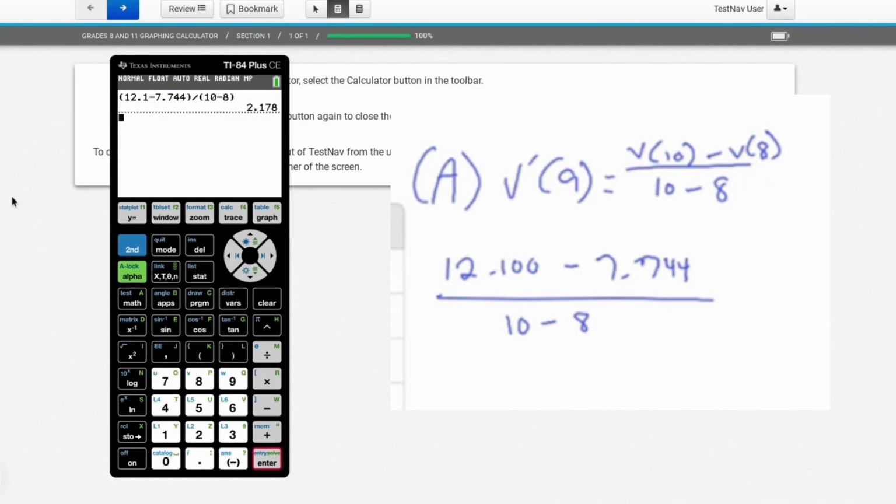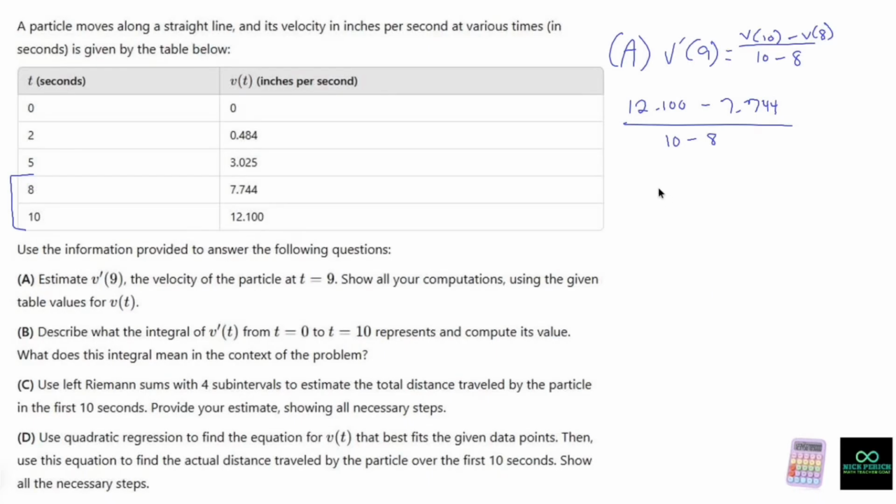So let's go back, write that out, and explain what that means in this context. We ended up getting 2.178. Now, if we're given a particle moving at inches per second over time, the derivative of that is going to be inches per second squared. So the answer for A is inches per second squared, because it's the acceleration. When you take the derivative of the velocity, you get acceleration. That's why we get the per second squared attachment.